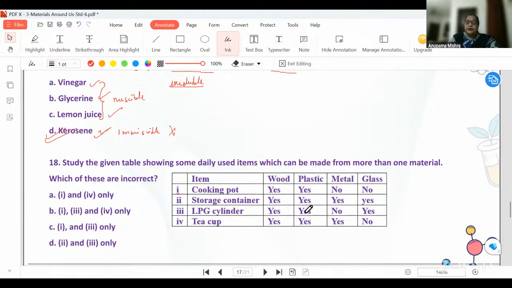LPG cylinder: wood and plastic yes, no for metal and yes for glass. Teacup: with wood we can make it, with plastic we can make it, with metal we can make it, with glass we cannot make it. So, out of this, which one is incorrect? Tell me. Which of these are incorrect?